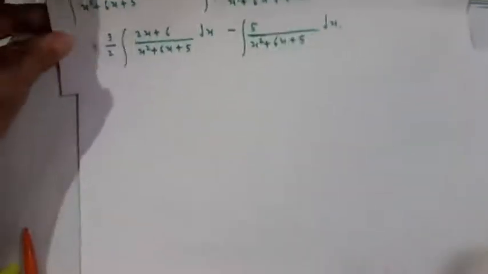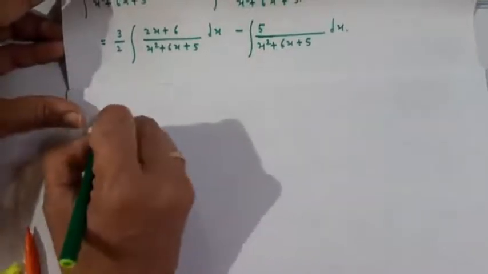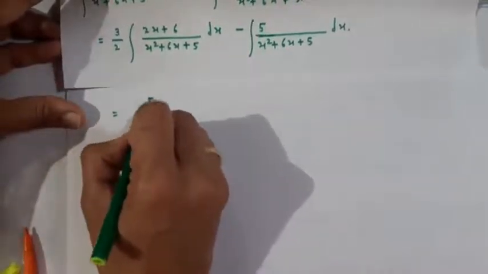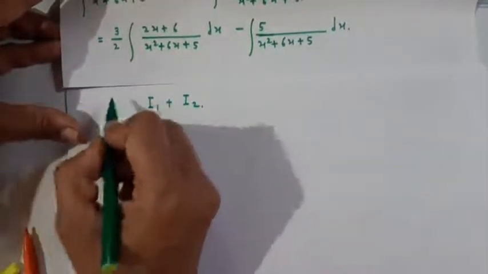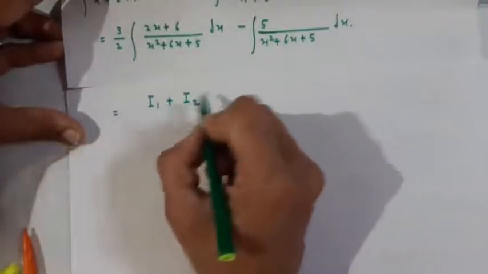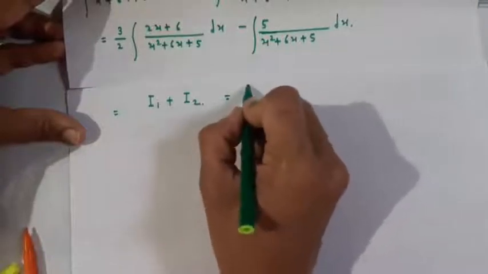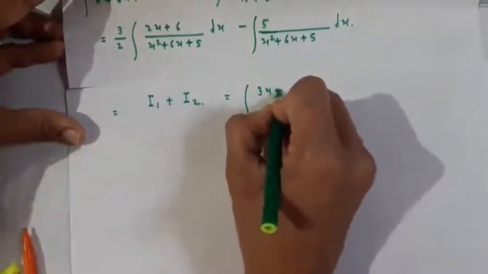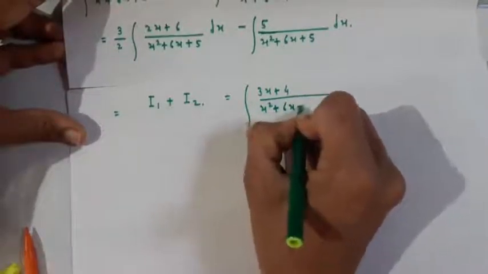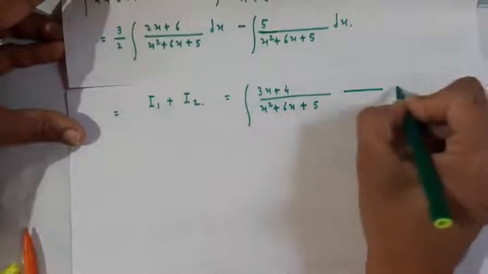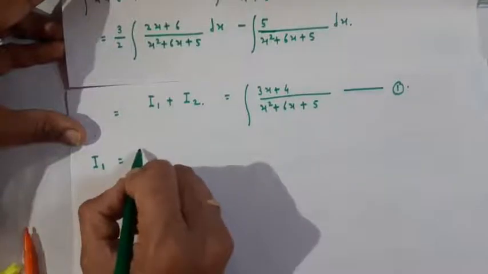Okay students, now this integration is equal to integral 1 plus integral second. So this I1 plus I2 means the integration of the first plus the integration of the second, and this is equal to the integration of (3x plus 4) upon (x square plus 6x plus 5). This is the first. Now consider the first integral.